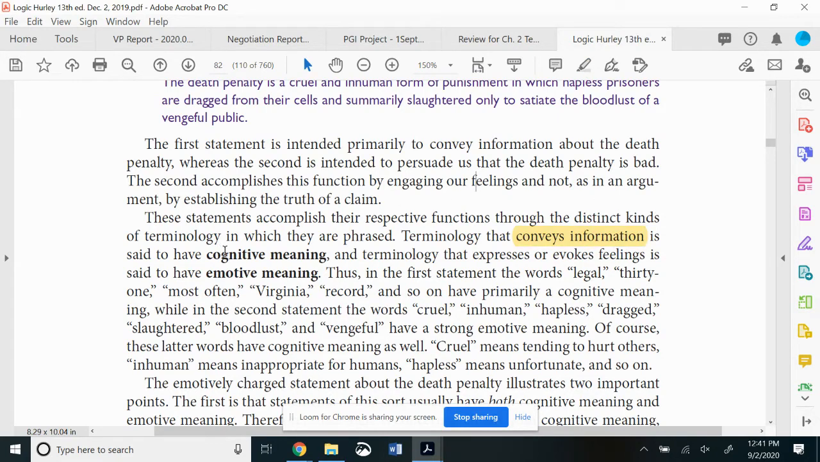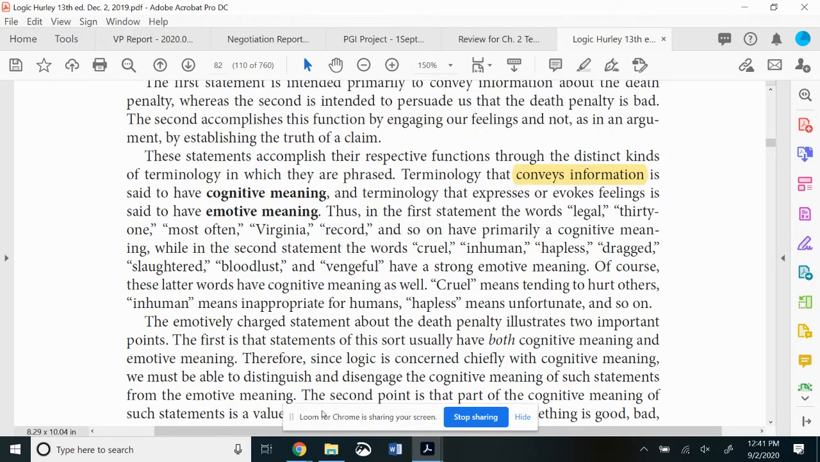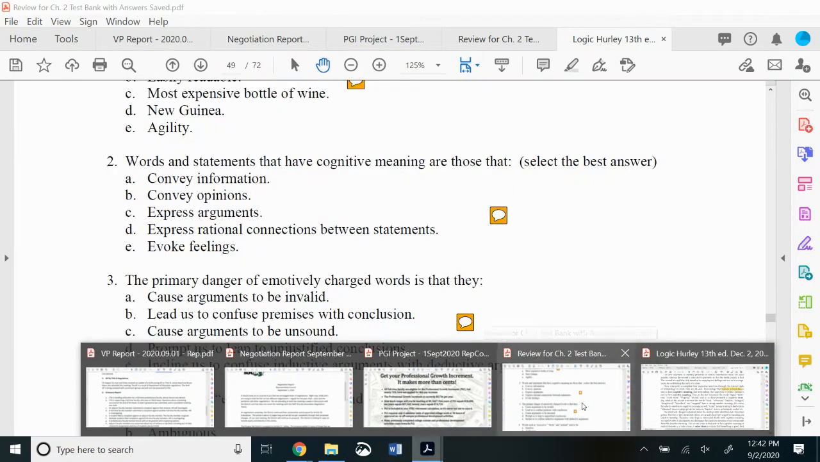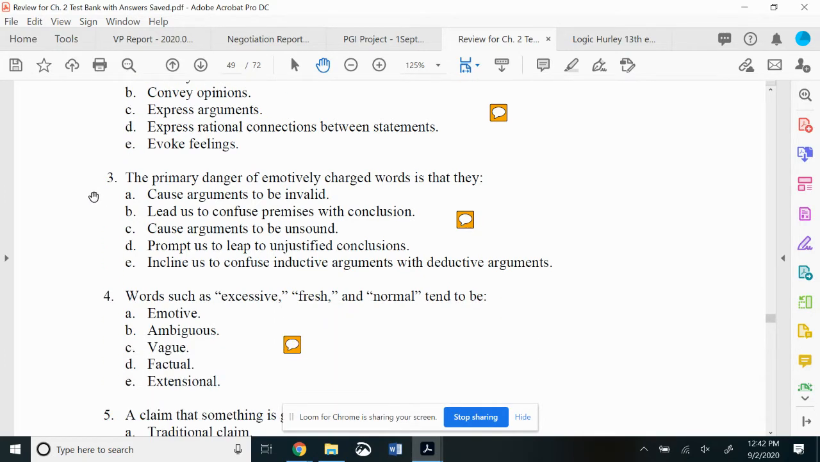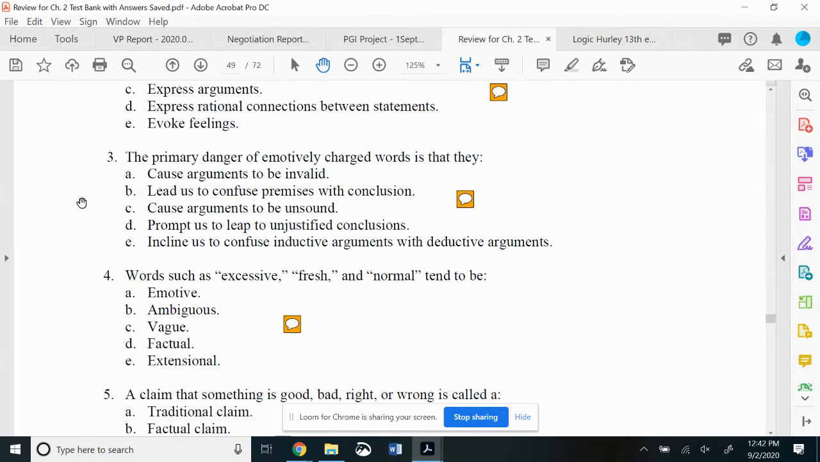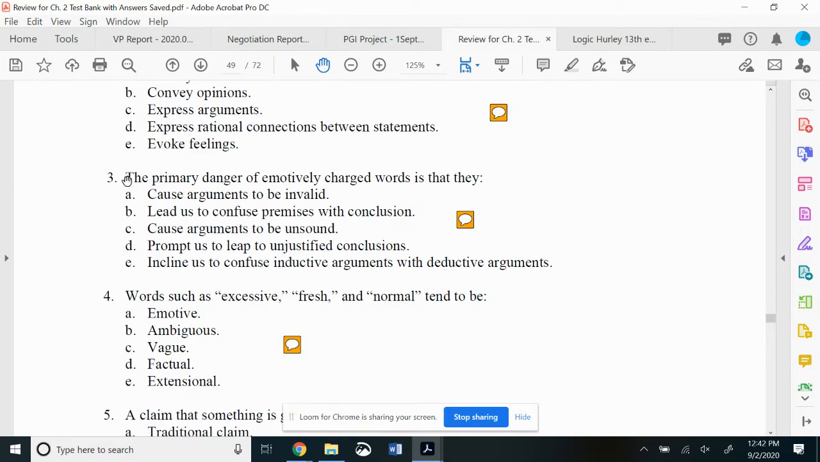So that's your answer. So we have cognitive, emotive, and value claims. We'll see a couple of those coming here. So conveys information. All right, number 3, the primary danger of emotively charged words is that they, and again, you can look at 2.1 where I just was, because we have emotive value claims, and then we have the cognitive statements that we were just in. So now we're in emotively charged words. They, D, prompt us to lead to unjustified conclusions.